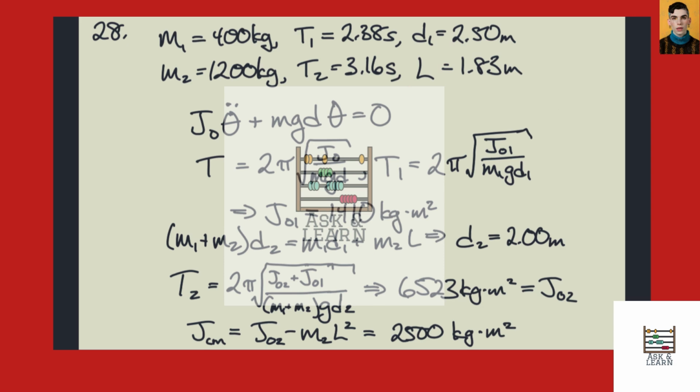So we can then calculate the moment of inertia about the center of mass of the vehicle. And it turns out to be about 2,500 kilogram meter squared. So I guess this is a good way of measuring the mass moment of inertia about the center of a vehicle, or really the center of any object.